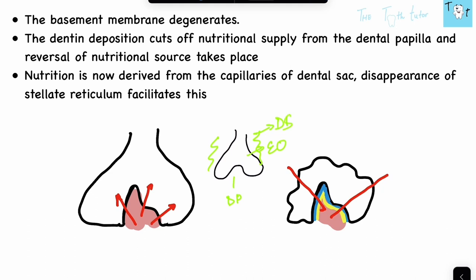So now, since we can't supply nutrition from the dental papilla, we will derive nutrition from the dental sac. For this, there are new capillaries that are budding over here, and to decrease the distance between the enamel organ and the enamel and dentine, this stellate reticulum which was inside the enamel organ, it will collapse. So it will basically collapse the entire enamel organ. Okay, so this is called reversal of nutritional source, which will take place in this stage.